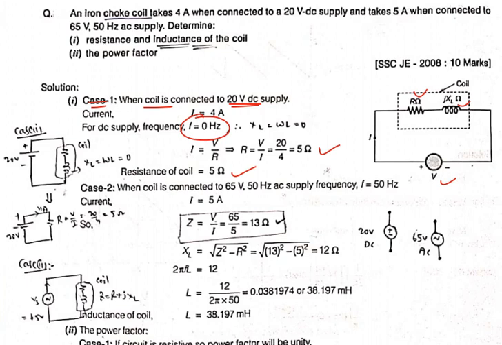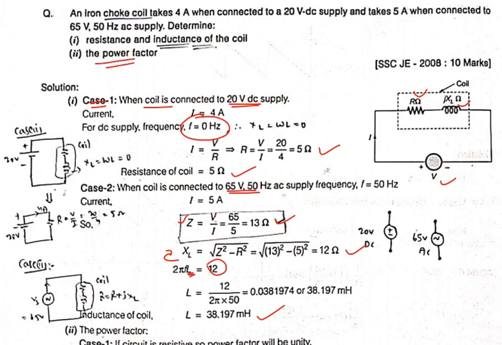In case 2, when the coil is connected to a 55 volt 50 hertz AC supply, what have you taken? Z equals V by I, so 13 ohms you got. And for calculating the inductance, you need the reactive component XL. That is why you have used this Z component. So Z you have calculated, root of Z square minus R square, you got this answer, and substituting here you got this answer. Okay, in the second case he asked the power factor.